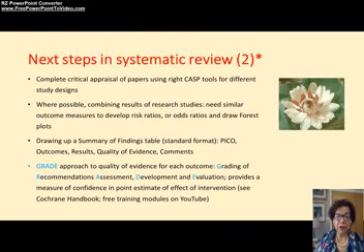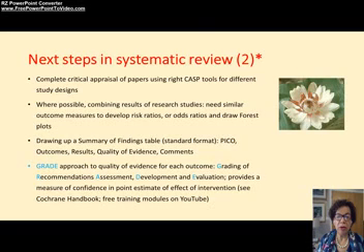This slide summarises the next steps of your review. You will need to complete critical appraisal of papers using the right CASP tools for different study designs. This provides a systematic critique of each paper. Where possible, combine results of research studies. For that, you will need similar outcome measures to develop risk ratios or odds ratios and draw forest plots. An important final step is drawing up a summary of findings table. This has a standard format: PICO, outcomes, results, quality of evidence, comments.